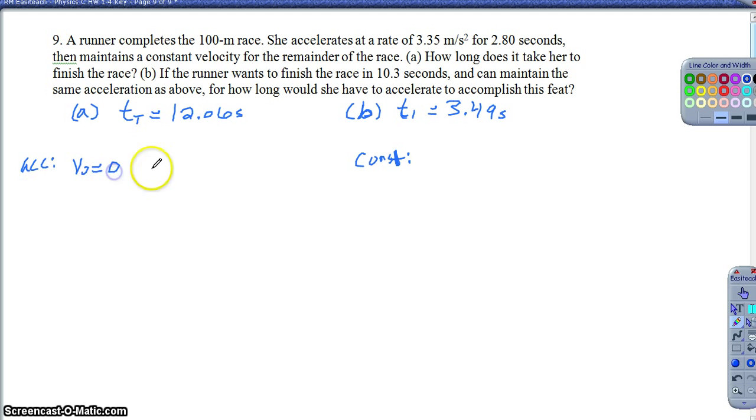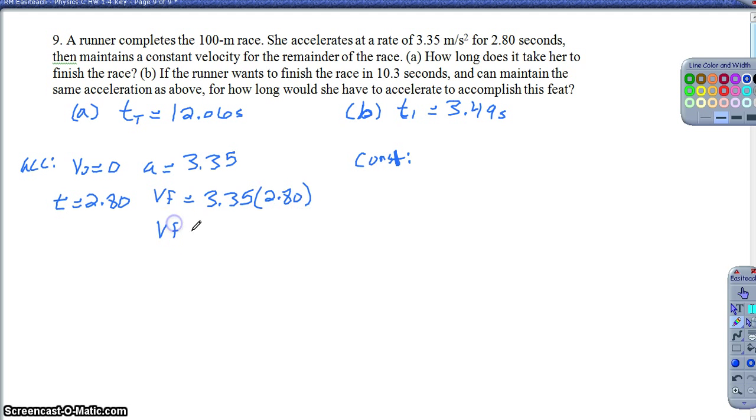We know she starts the race at rest. She has an acceleration of 3.35, and she does so for a period of 2.80 seconds. Since they give us that information, we can find our final velocity by taking the initial velocity, which is 0, plus the acceleration times the time. So I can find my final velocity, which I get to be about 9.38 meters per second.